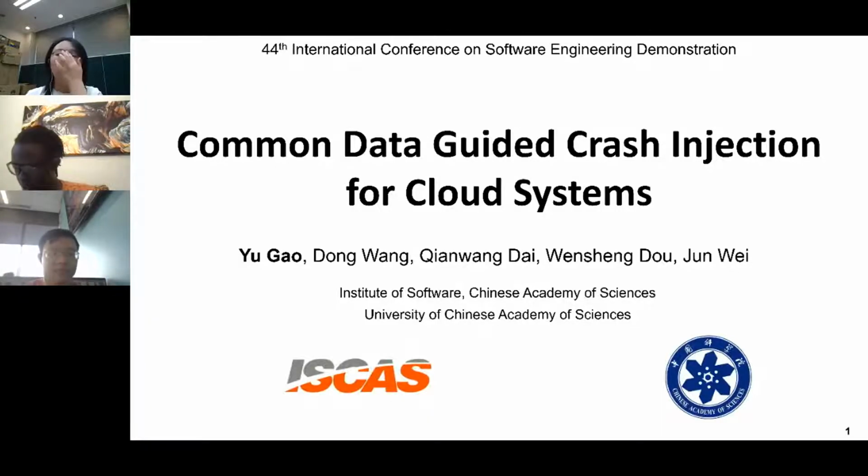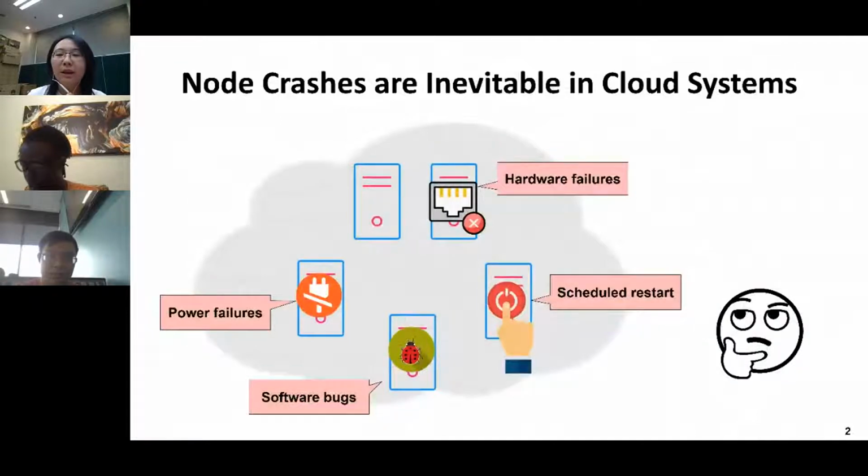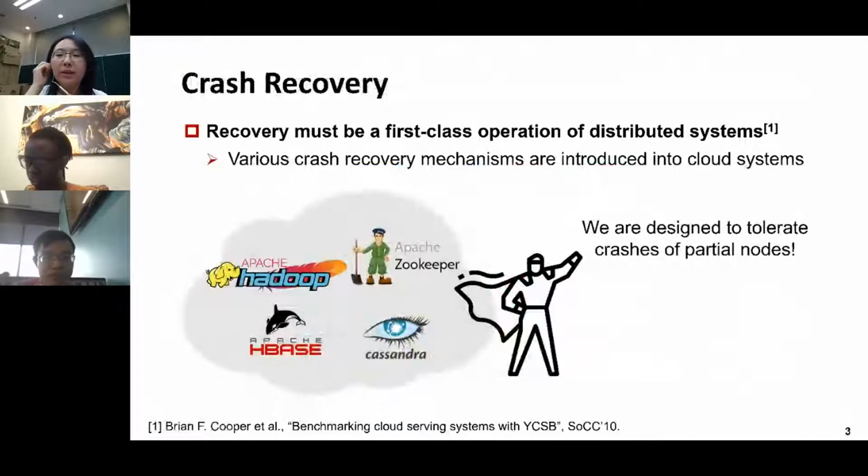Hello, I'm from the Institute of Software, Chinese Academy of Sciences. I'm going to introduce our work, Common Data Guided Crash Injection for Cloud Systems. For modern cloud systems, node crashes are always inevitable. A node in a cloud system can crash due to a variety of reasons. To combat node crashes and support high availability and high reliability for end users, developers introduce various crash recovery mechanisms into cloud systems. In other words, modern cloud systems are designed to tolerate crashes of partial nodes.